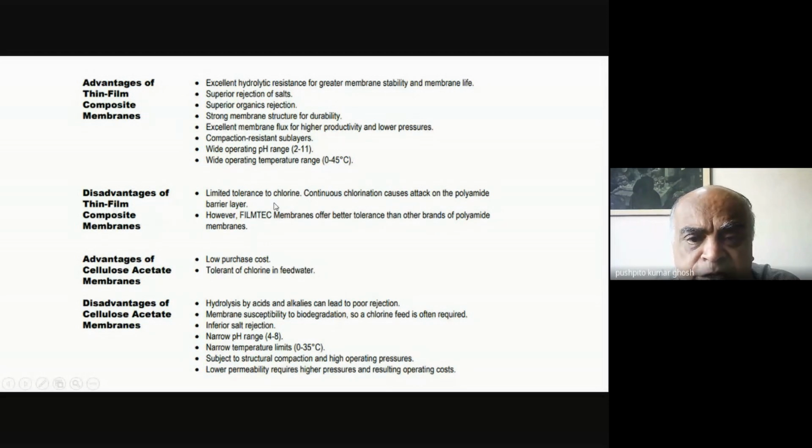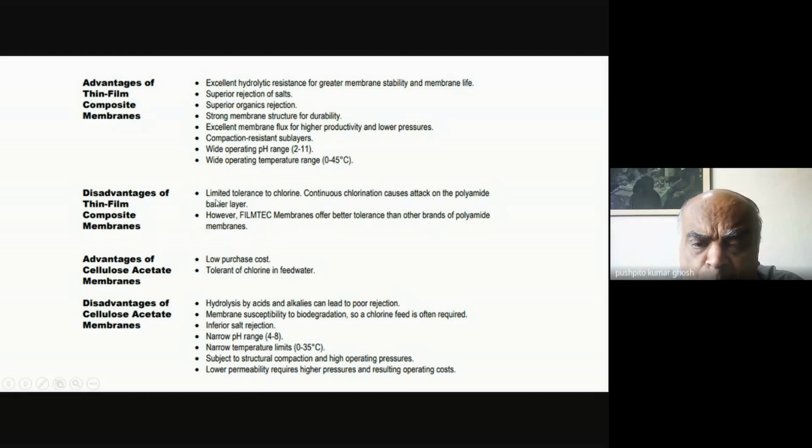The disadvantage, the biggest disadvantage of this membrane, is that it has got low tolerance to chlorine. So inadvertently, suppose let's say your water is coming from the municipality and it has been chlorinated, or somebody has put bleaching powder in the water, and you are not aware of it, and you put this water through the membrane, you could completely ruin the membrane.